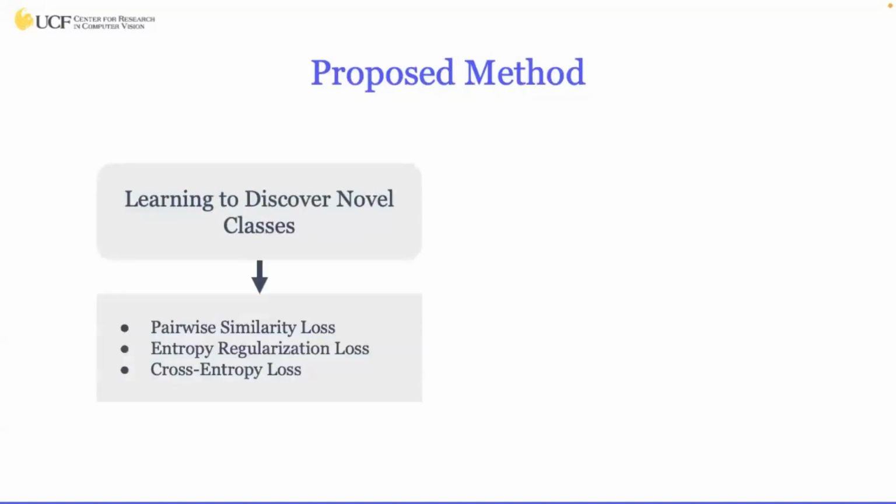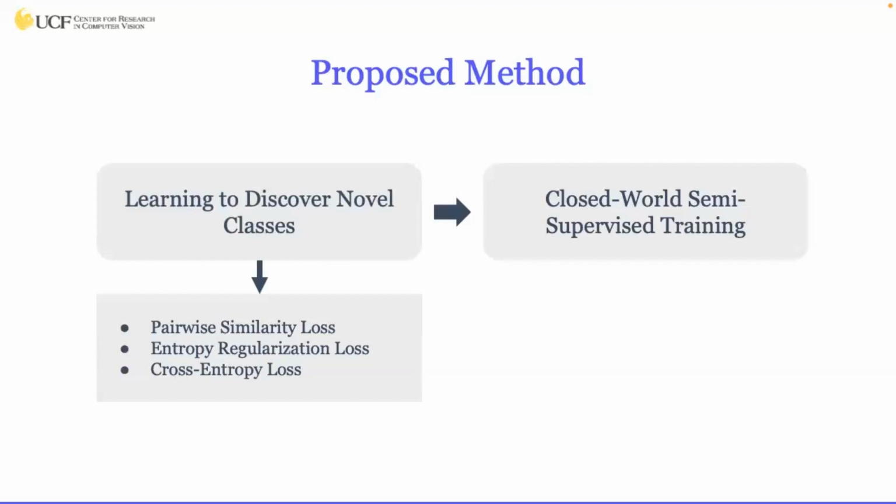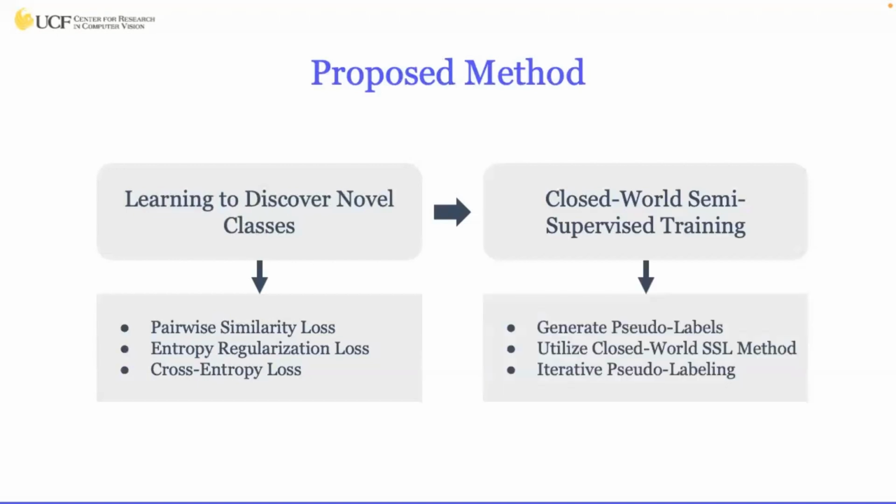And our proposed method at a high level has two stages. In the first stage, we learn to discover novel classes by utilizing three objective functions, which are pairwise similarity loss, entropy regularization loss, and cross entropy loss. And once we learn to discover novel classes, we transform this problem into a closed-world semi-supervised learning problem, where we first generate pseudo-labels, then we can utilize any off-the-shelf closed-world semi-supervised learning method. However, some of these pseudo-labels will be noisy. Therefore, we introduce an iterative pseudo-labeling method in this work.